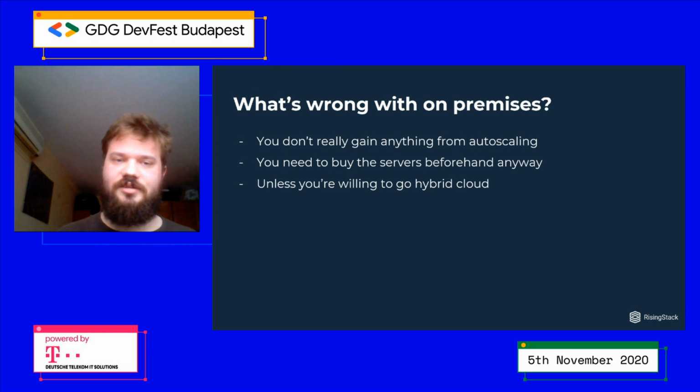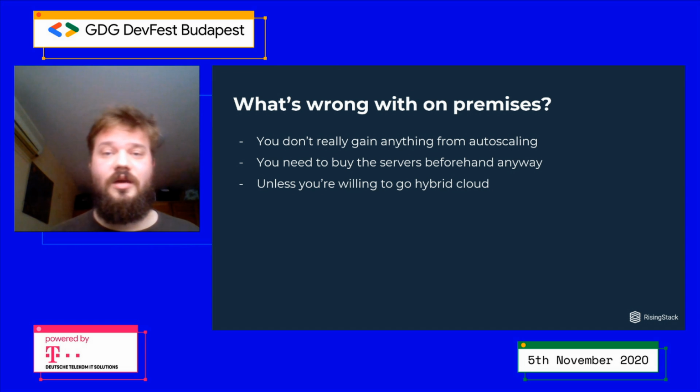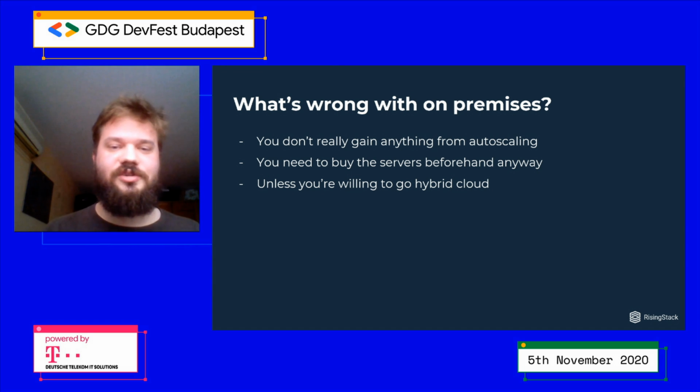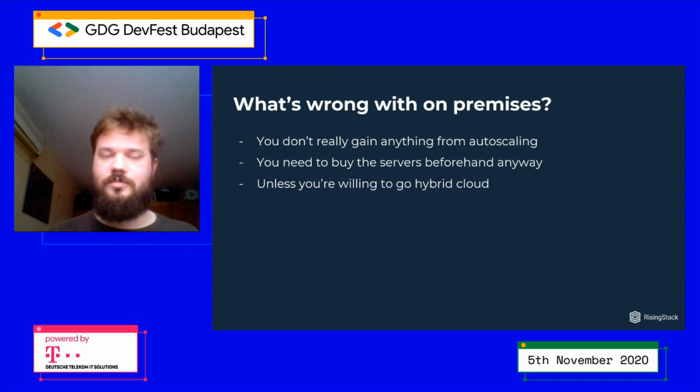With on-premises, the problem is similar. If you're on premises, then you need to buy the machines beforehand, and you can't just conjure machines out of thin air, right? So basically, you also lose node autoscaling, unless, as was also talked about before, you're willing to go hybrid cloud and bleed over some of your excess usage by spinning up some machines in the public cloud.